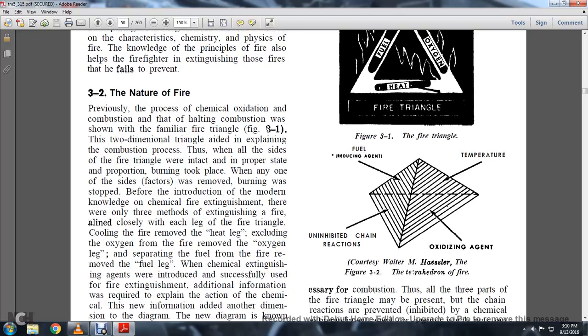Before the introduction of modern knowledge of chemical fire extinguishers, there were only the methods of extinguishing fire aligned closely with each leg of the fire triangle. Cooling the fire removed the heat leg, excluding oxygen from the fire removed the oxygen leg, and separating the fuel from the fire removed the fuel leg.